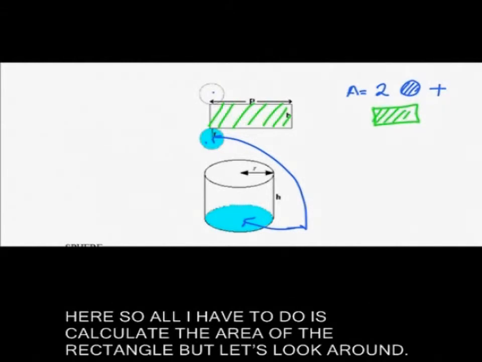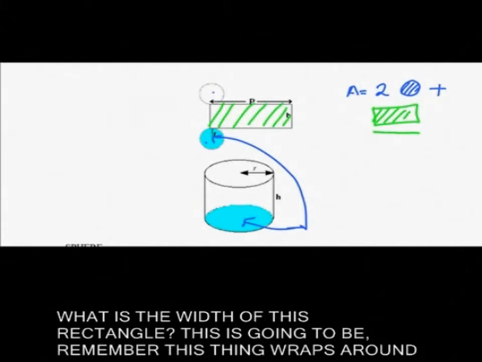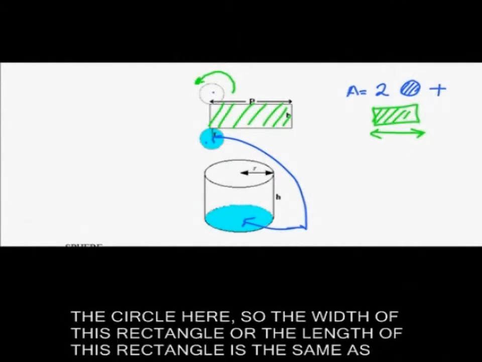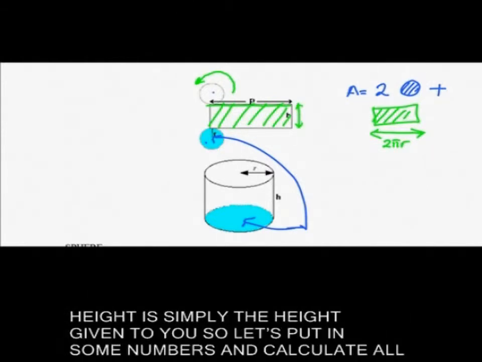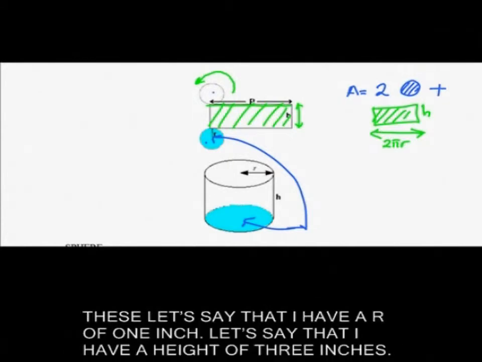But let's look around. What is the width of this rectangle? Remember, this thing wraps around the circle here. So the width of this rectangle, or the length of this rectangle, is the same as the circumference of that circle. So this is going to be 2 pi r. And what is the height? The height is simply the height that's given to you. So let's put in some numbers and then calculate all these.